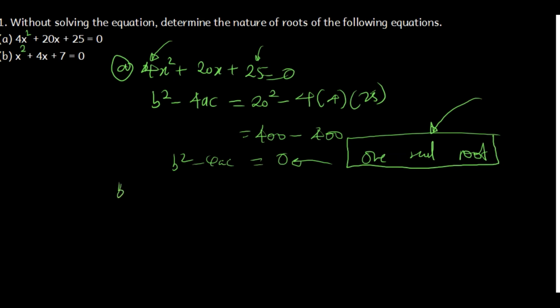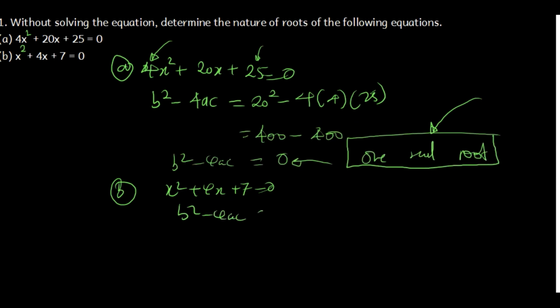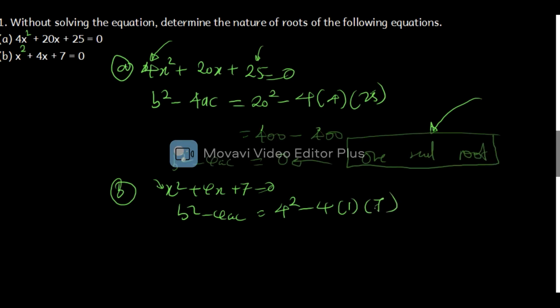Now to determine the second one, we're going to use the same procedure. For the second one we have x squared plus 4x plus 7 being equal to 0. So we're going to determine b squared minus 4ac. Our b in this case is 4, so we square it, and then minus 4. The number in front of x squared here is our a, that is 1, and then the constant is 7. So 4 squared is 16, and then 4 by 7 is 28.